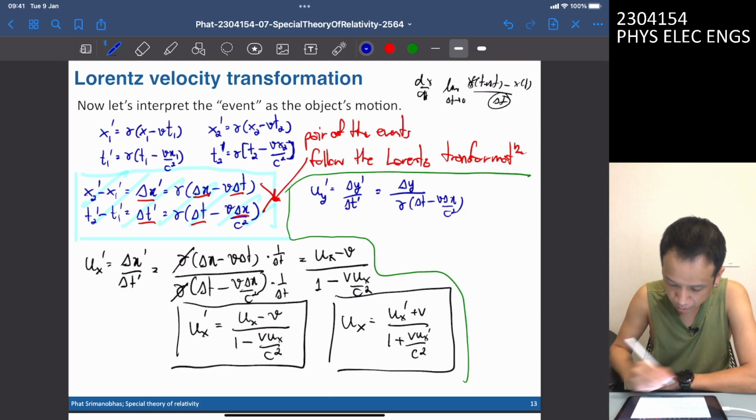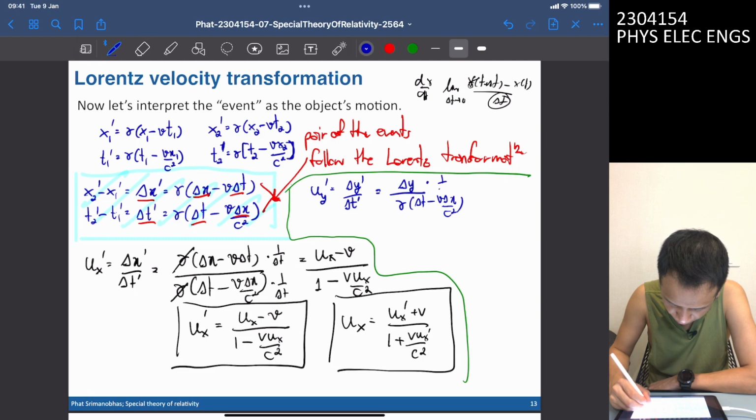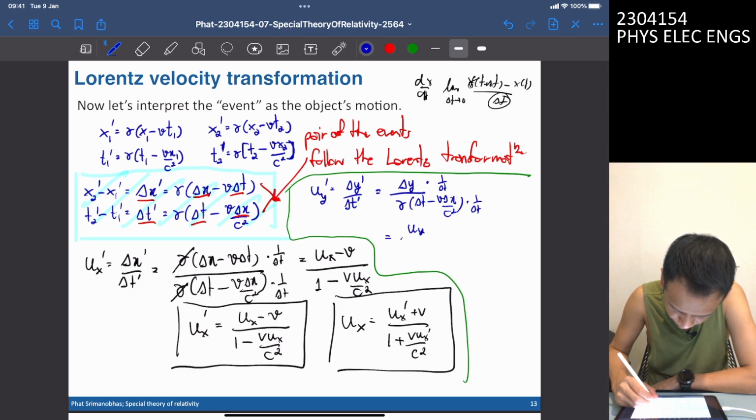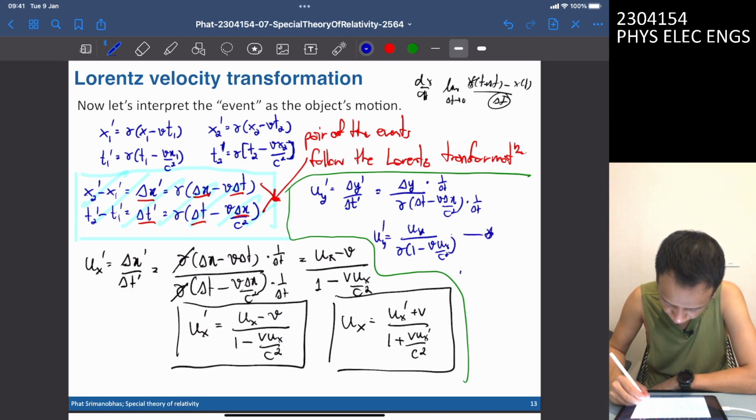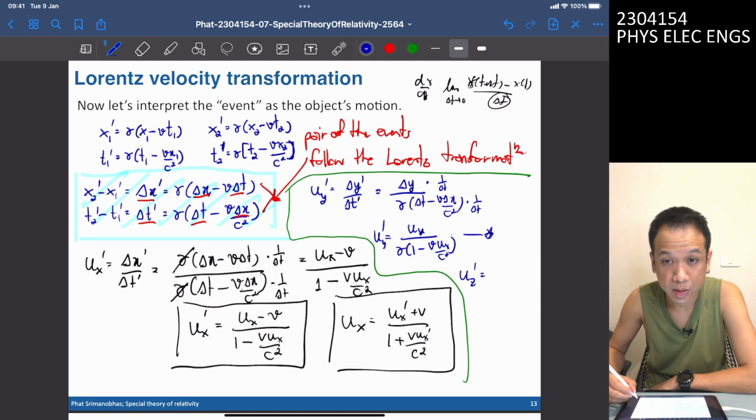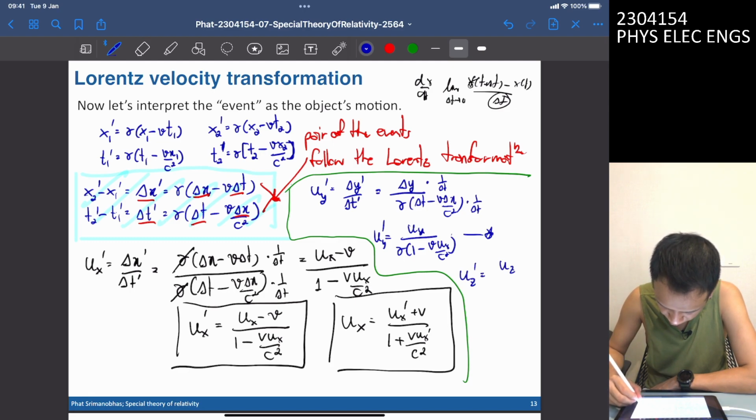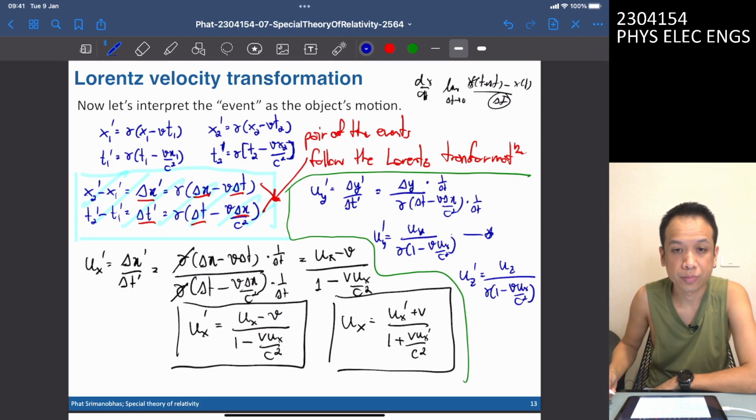Then you do the same: you divide by delta t in both the numerator and the denominator. So you get uy prime equal to uy divided by gamma (1 minus v ux over c squared). And then you get the same thing for uz prime: uz divided by gamma (1 minus v ux over c squared).